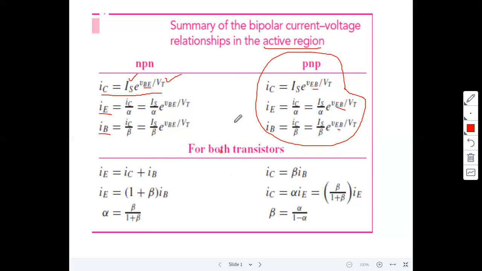For both NPN and PNP transistors, these equations are valid. IE is equal to IC plus IB, IC is equal to beta times IB, IE is equal to (1 plus beta) into IB, alpha is equal to beta by (1 plus beta), beta is equal to alpha by (1 minus alpha). All these relationships are valid for both NPN as well as PNP transistors.